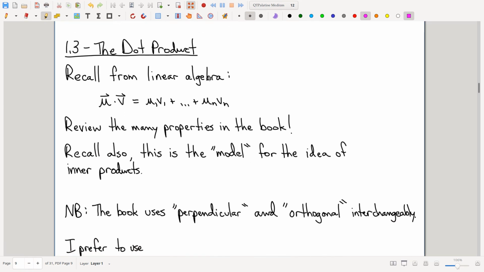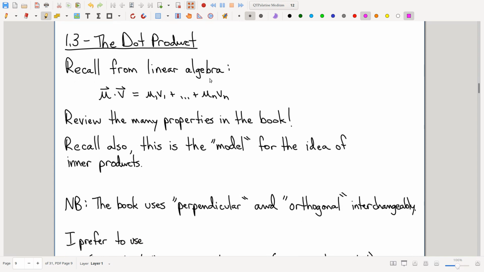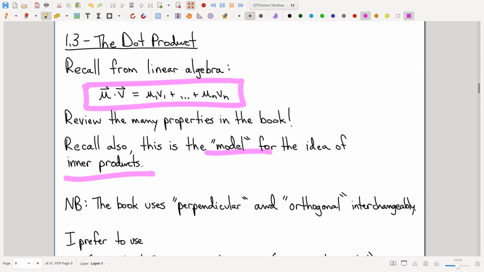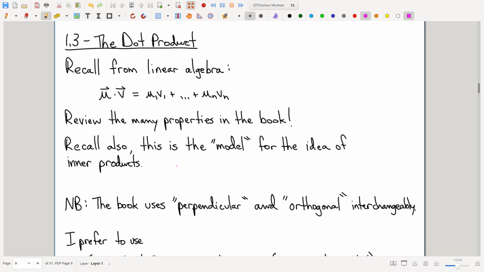So dot products. I hope you all remember dot products from linear algebra. They're one of the fundamental tools in linear algebra. I hear through the grapevine that at least one linear algebra instructor prefers to call it an inner product, and that's fine, I suppose. In particular, what I call the dot product, and what most multivariable calculus classes call the dot product, is the model for inner products in general. It's where inner products come from. It's the basic default inner product.